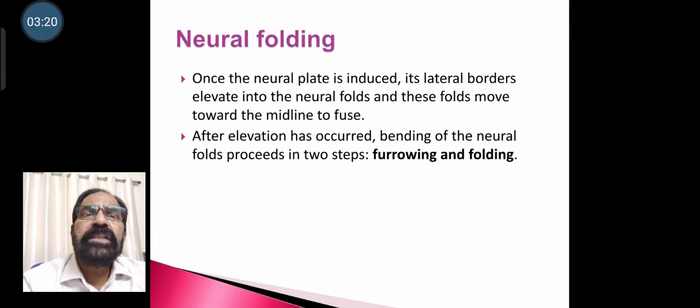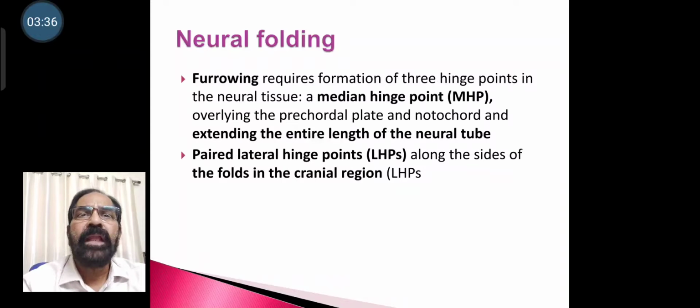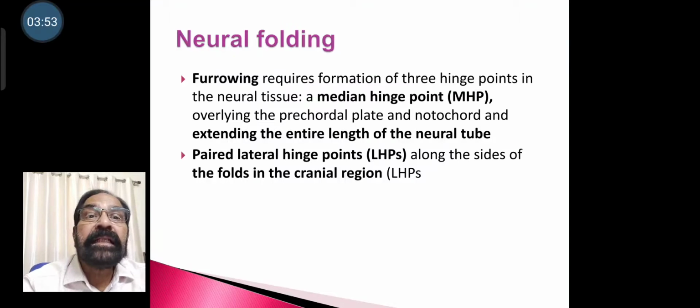Neural folding. Once the neural plate is induced, its lateral borders elevate into folds, the neural folds, and these folds move towards the midline to fuse. After elevation has occurred, bending of the neural folds proceeds in 2 steps, that is furrowing and folding. Furrowing requires formation of 3 hinge points in the neural tissue: a median hinge point, MHP, overlying the precordal plate and notochord and extending the entire length of the neural tube, then paired lateral hinge points, LHPs, along the sides of the folds of the cranial region only.